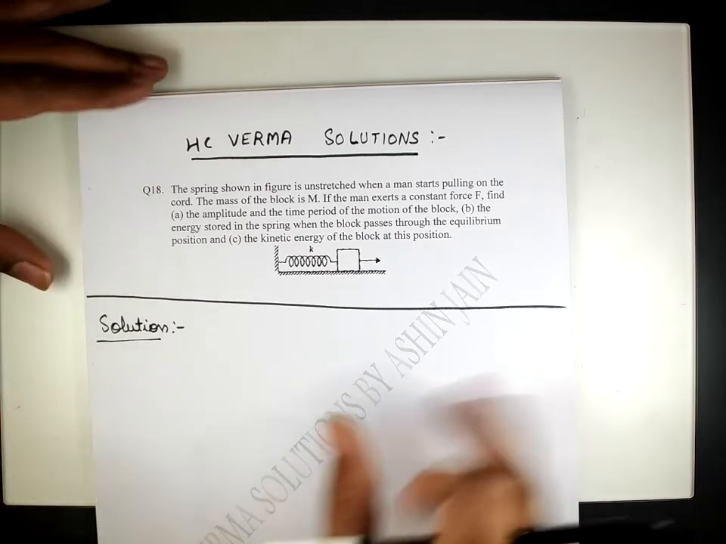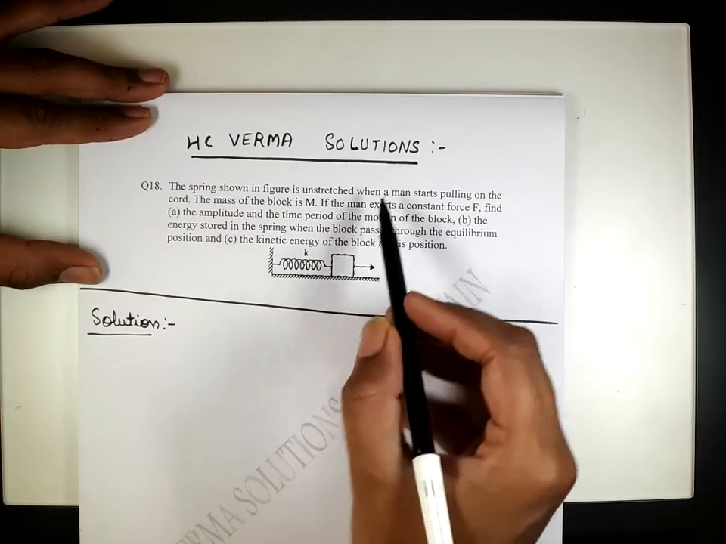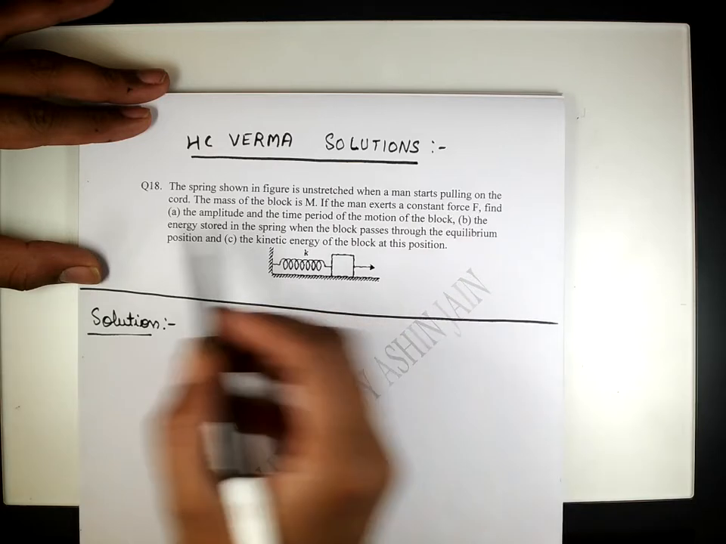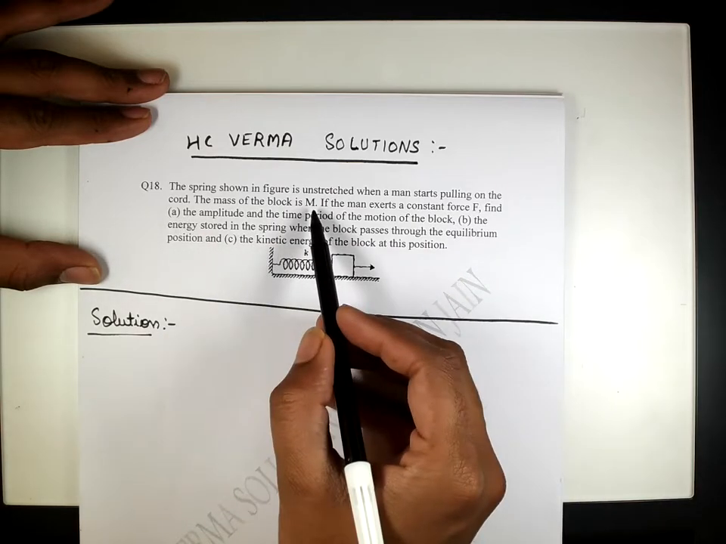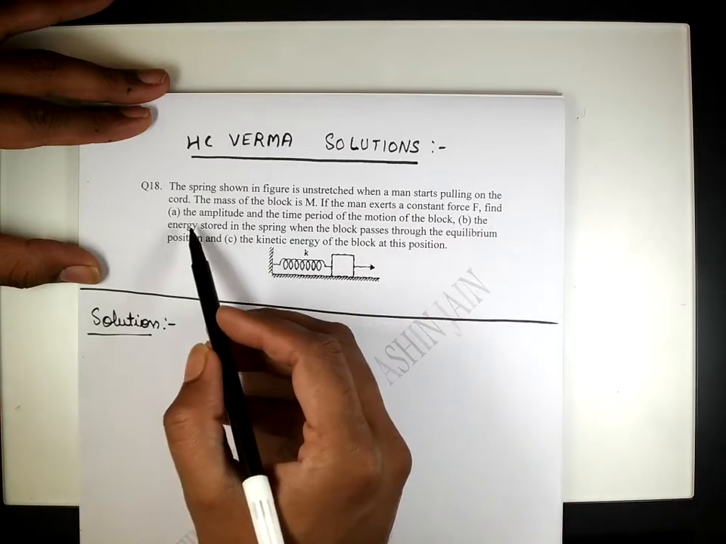Yes, let's see this case. The spring shown in the figure is unstretched when a man starts pulling on the cord. The mass of the block is m. If the man exerts a constant force F, find A.